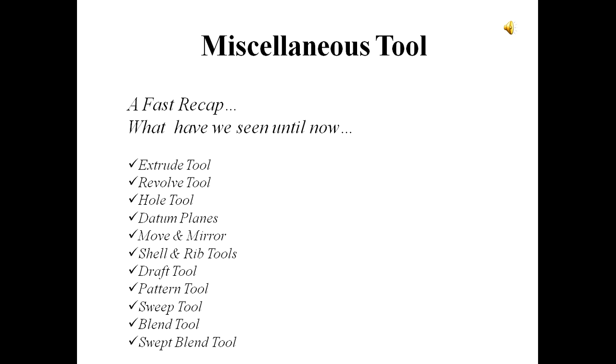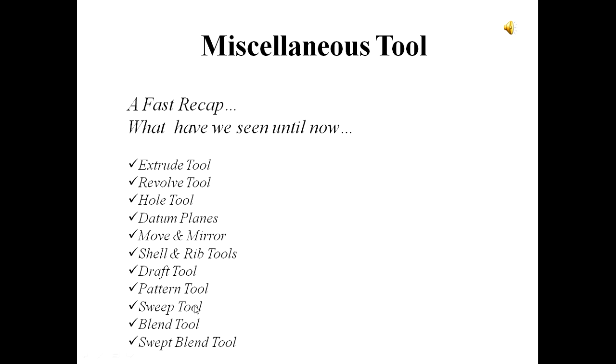A fast recap of what we have seen up till now. Extrude and revolve, which are primary features. Hole tool, which is a secondary feature. Move, mirror, shell, rib and pattern, which are also secondary features. Datum plane, which is an exclusive datum feature. Draft tool, which is a treatment feature.